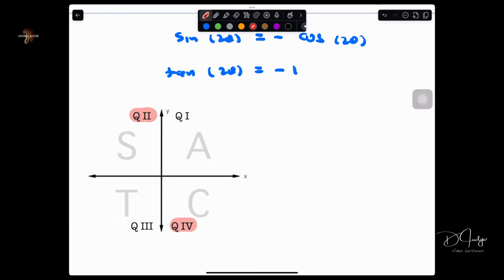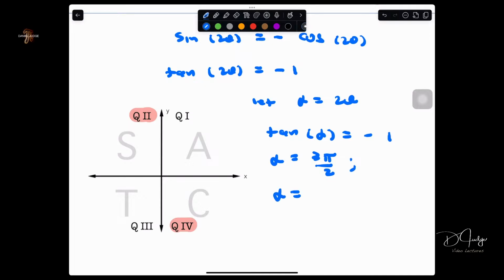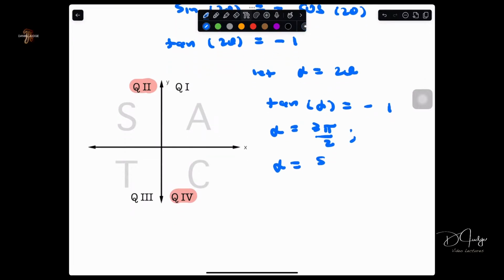So remember, solving this trig equation, it's double theta. Also let alpha be double theta. So we're really finding tangent alpha is -1. And yeah, alpha's in quadrant 2, and alpha is in quadrant 4.